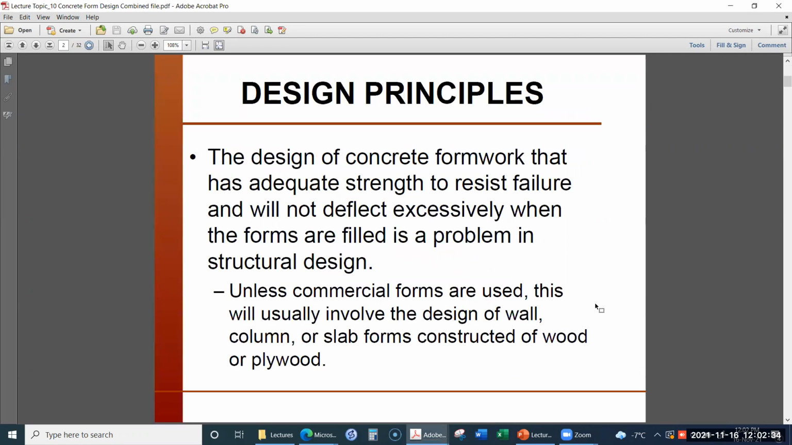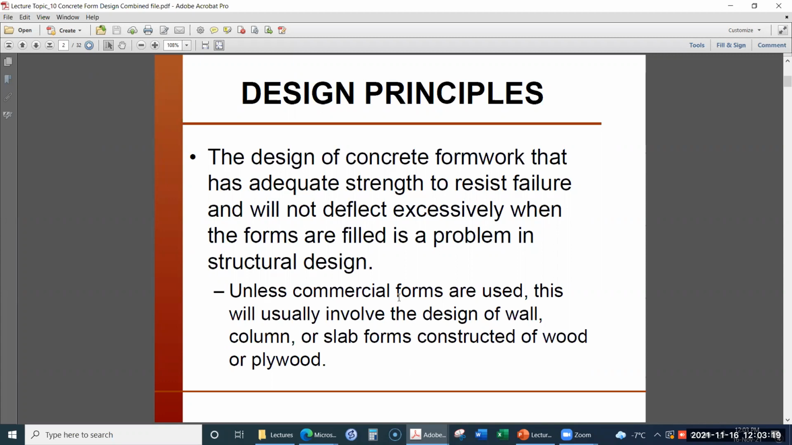So the basic design principle for concrete form design is that the design of concrete formwork that has adequate strength to resist failure and will not deflect excessively when the forms are filled is a problem in structural design. Unless commercial forms are used, this will usually involve the design of a wall, column, or slab form constructed of wood or plywood. So the question is, what is the reason why we are considering the design of the formwork?